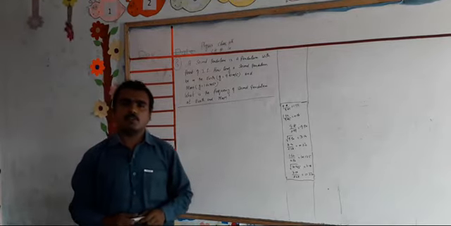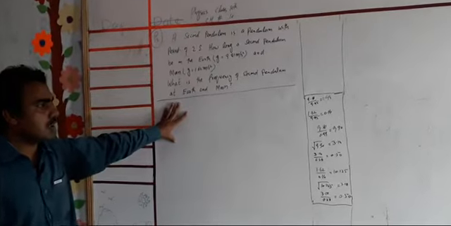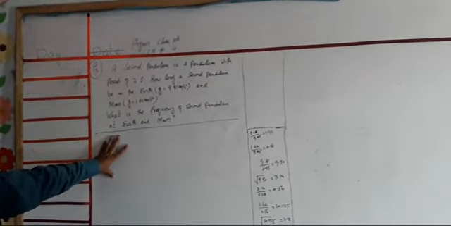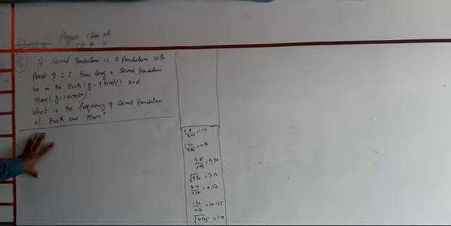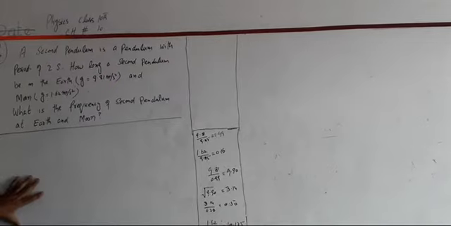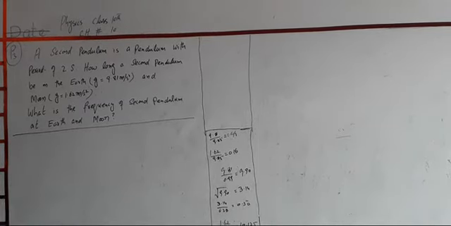Bismillahirrahmanirrahim. We are going to solve problem 2, which is based upon the topic simple pendulum, time period of simple pendulum. In this problem, we are given that a second pendulum is a pendulum with a period of 2 seconds. How long would a second pendulum be on the earth, where g is 9.81 meter per second square, and on the moon where g is 1.62 meter per second square?